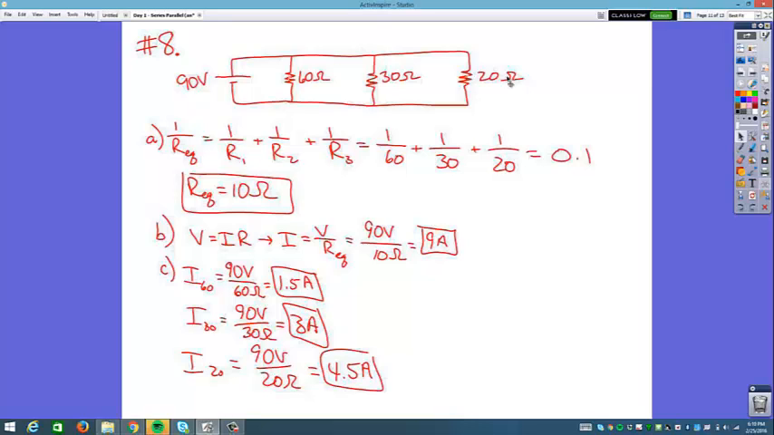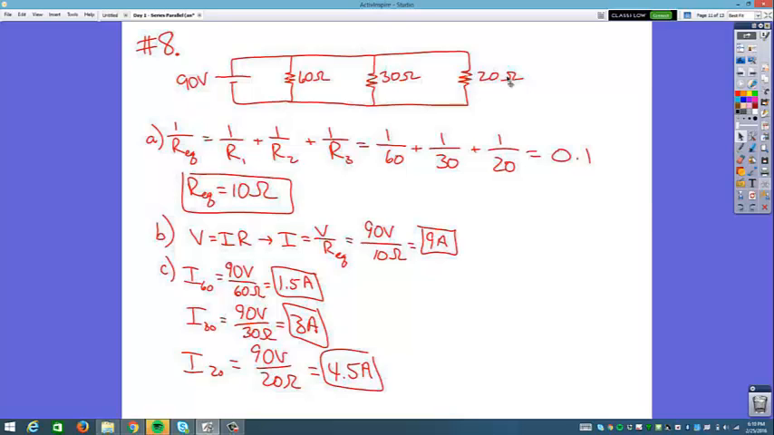So the first thing I'm going to do is calculate my total current for my entire circuit using Ohm's law again. So it's I equals V over R. So 90 divided by 10 gives me 9 amps. Then I'm going to go back and figure out the individual current for each part. I'm literally treating each one as its own circuit.